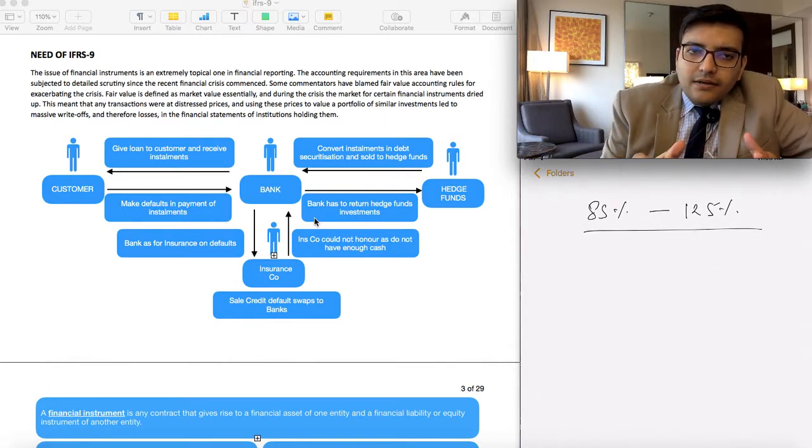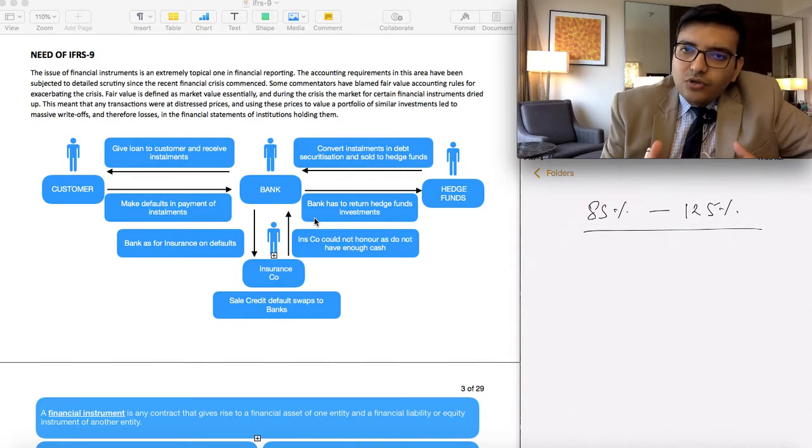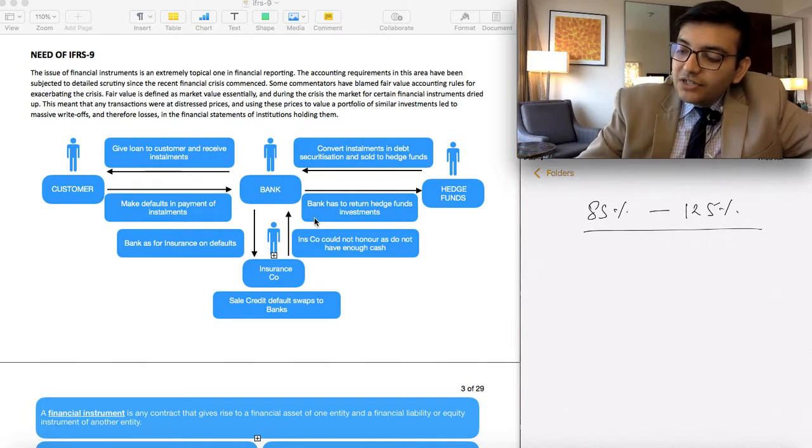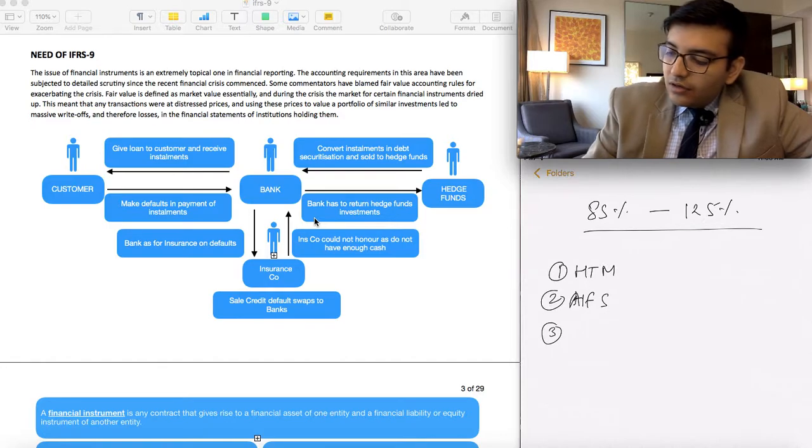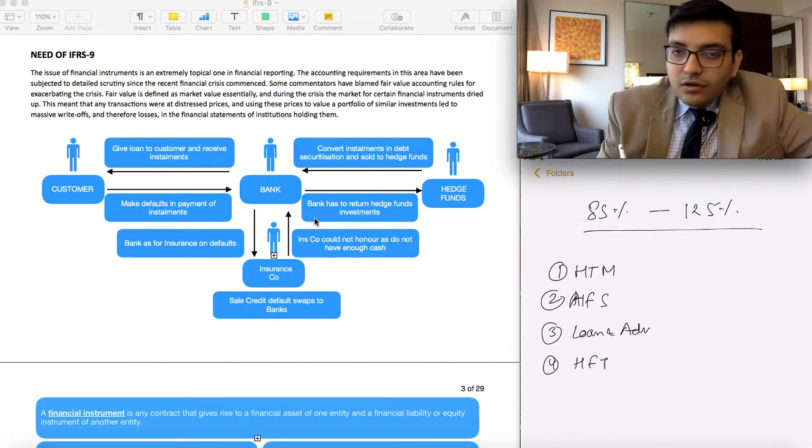So IFRS 9 was made very simple. One more thing: in IAS 39 there were four classifications of financial assets and liabilities, which were held to maturity, available for sale, loans and advances, held for trading.